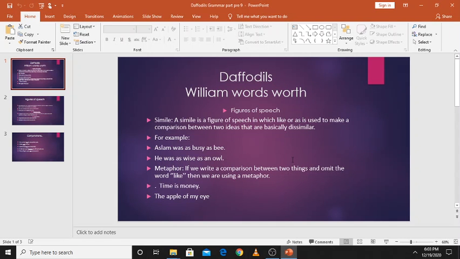Today we are going to discuss the remaining parts of Daffodils, and then we are going to do the exercise. In the exercise we have the topic of figures of speech. Okay, students, you have heard a lot about the parts of speech, and just opposite to that are figures of speech.